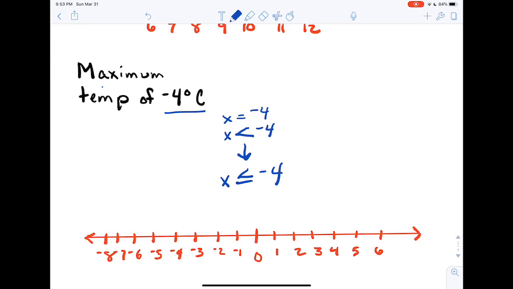So to write that on the graph, I go to my -4, so I know it could equal -4, so I put a closed circle, and then it says that this is the maximum temperature. So I know that it could be lower than that. Because it's lower than that, it could be any one of those things. So it could have been -5 or -6 or -7 because those are lower. Now, don't get mixed up when you go to the left of the 0 on the number line. Remember, even though the numbers seem like they're getting higher, it's actually getting lower and lower and lower.